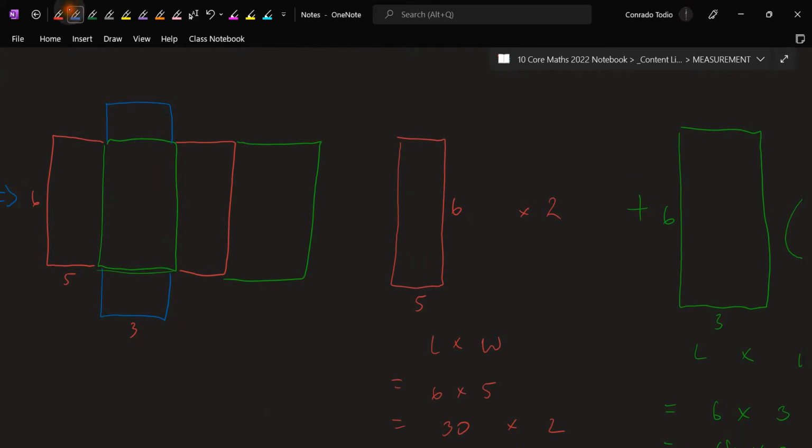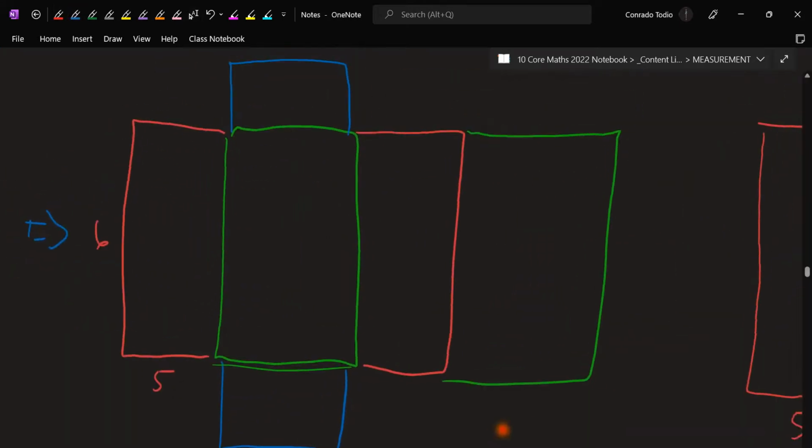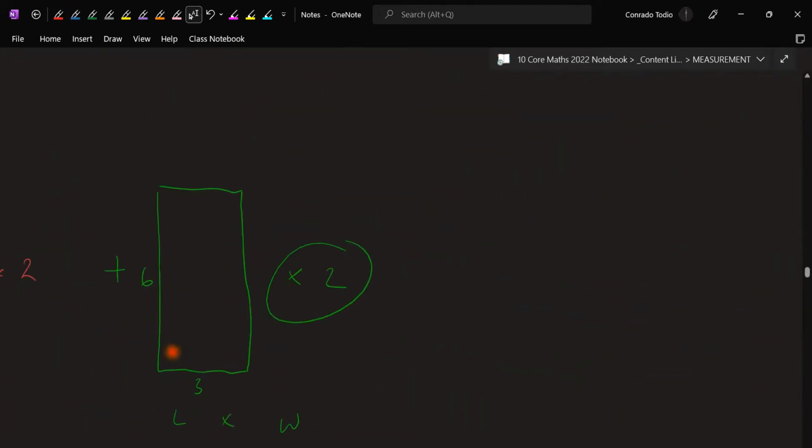Now the third one is these blue ones up here. Okay, so let's draw them. Now you technically don't have to do it this way. This is just a long way because some of you guys, what I've noticed in year 10, is you do find that it's easier to visualize the shapes.